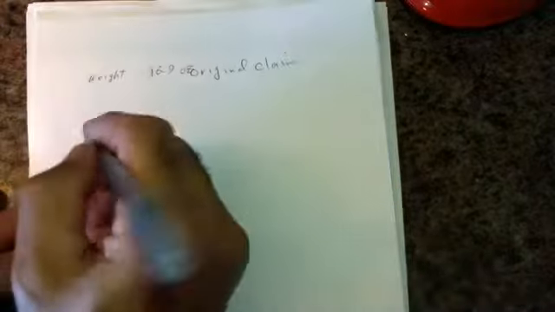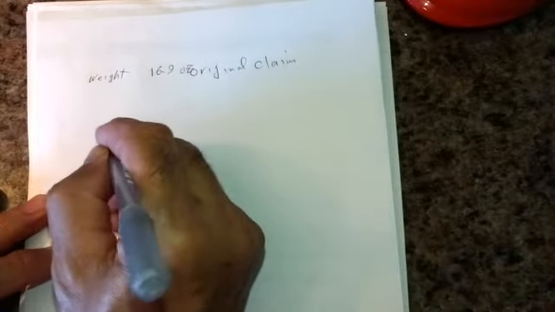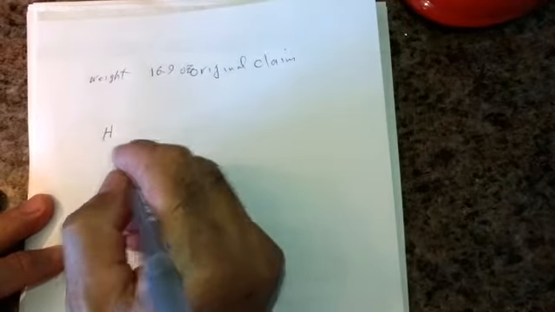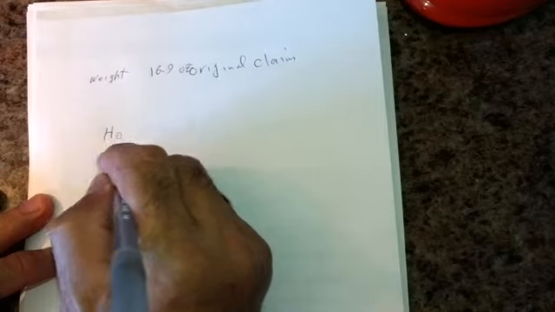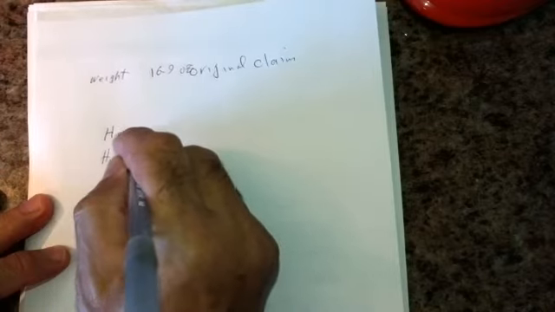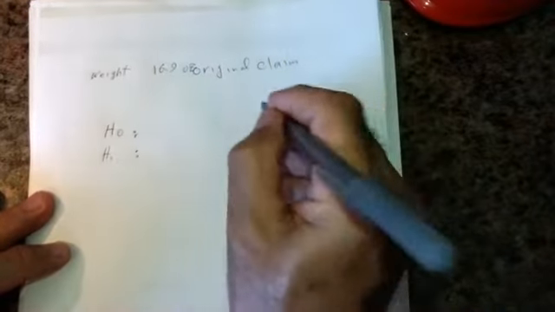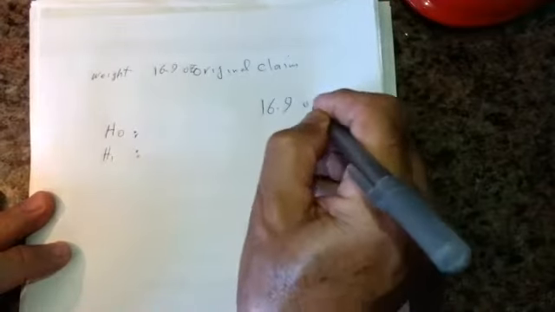Their original claim is that, let's say, the weight of their bottle is 16.9 ounces. We have two terms that we are using here, H0 and H1. One of them is the claim and the other one is the rejection of the claim. For instance, if they say the weight of the bottle is 16.9 ounces, then what we do is this.